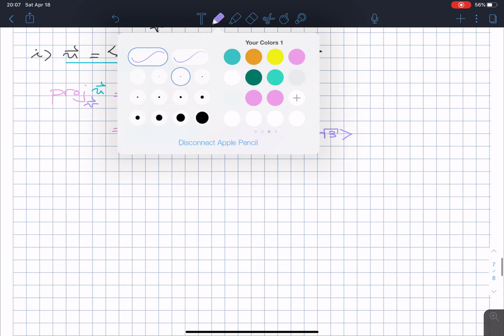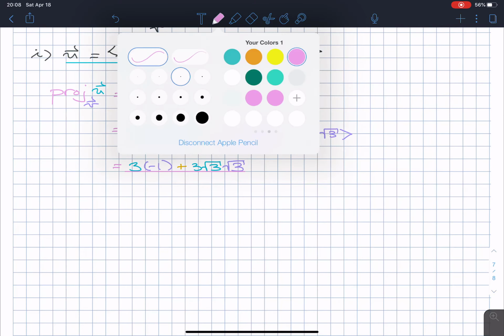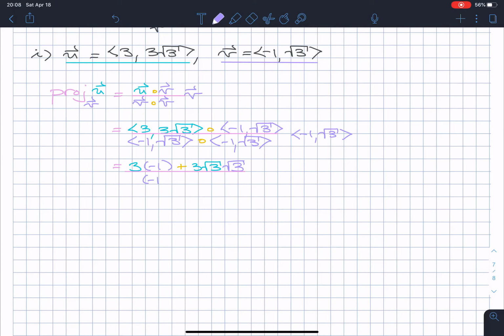Okay. So what do we have in the numerator here? We have 3 times negative 1 plus 3 root 3 times the square root of 3, all divided by negative 1 squared plus the square root of 3 squared, all times the vector negative 1 times the square root of 3.